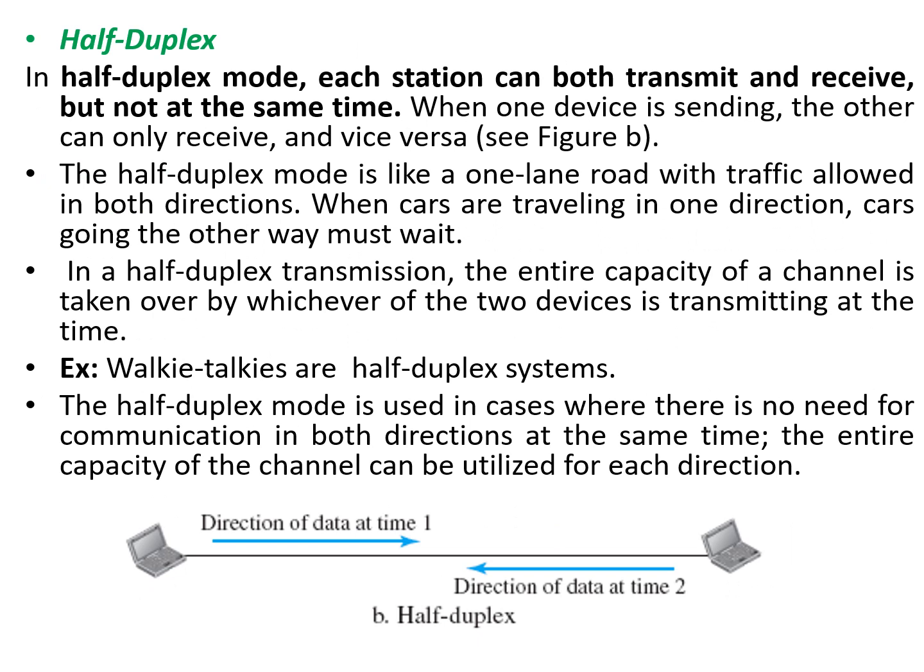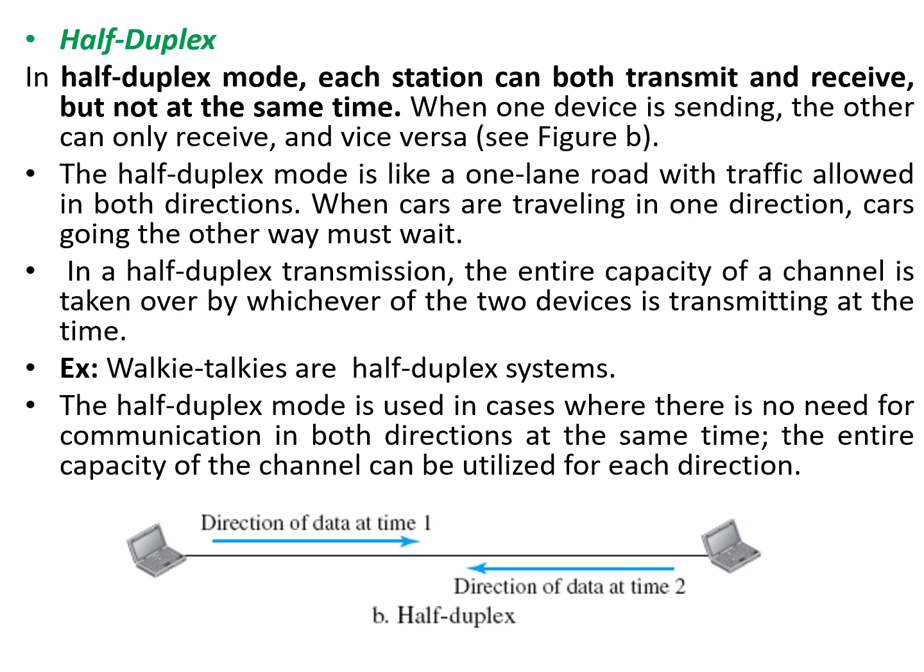The next type of communication is the half duplex communication. Here, each station, that is the sender and the receiver, can both transmit and receive, but not at the same time. Only one device can send at a time and the other device can only receive. Similarly, it is vice versa.